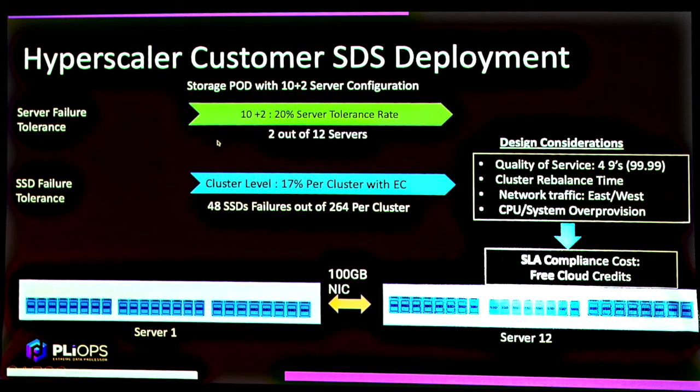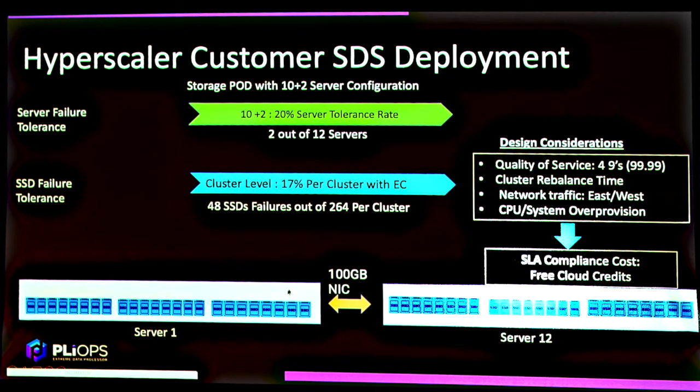So at the server level, they have 10 servers for the data and 2 servers for the erasure coding. That means it can tolerate up to 2 server failures. That's 20% of the overall tolerance rate, which is pretty aggressive. This customer has gone to the very far extent of minimizing the cost, with a very aggressive tolerance rate.